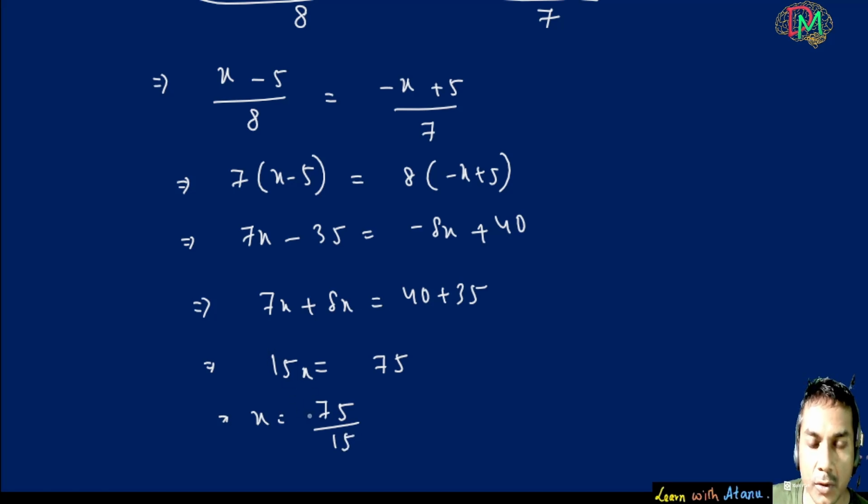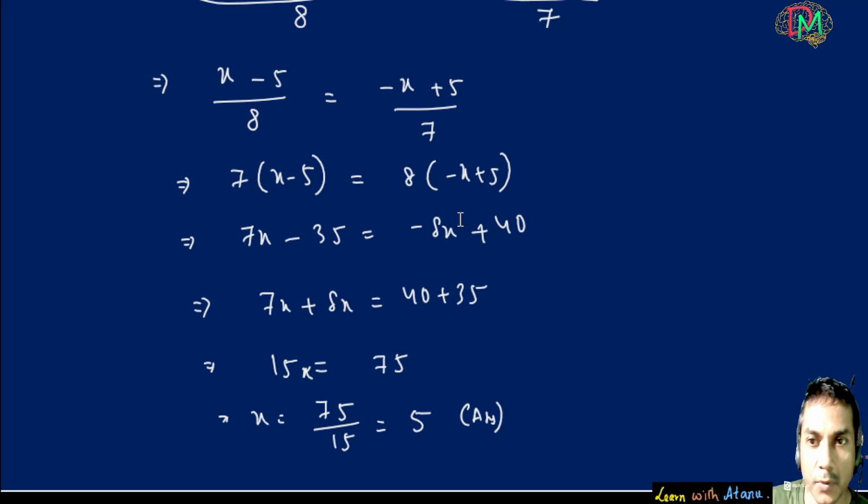And here also, when you transpose, here is the multiplication sign. x is in multiplication, so when we shift it from LHS to RHS, it becomes division. So then ultimately we get 5. So 5 is the solution of this linear equation, is the answer.